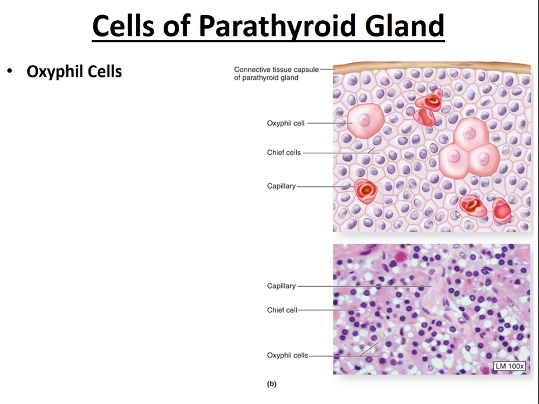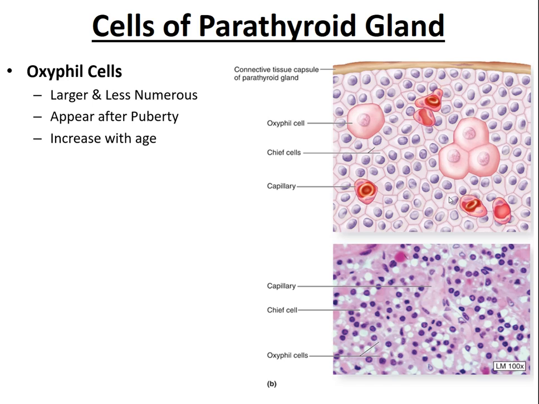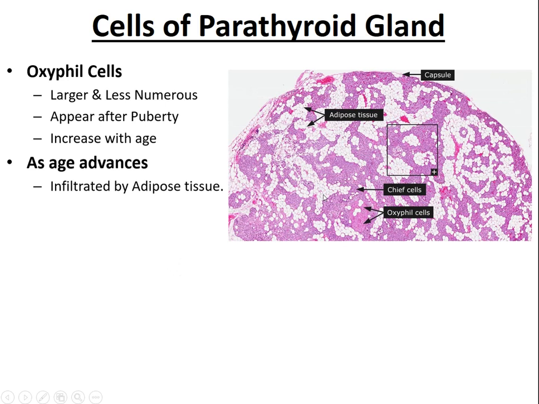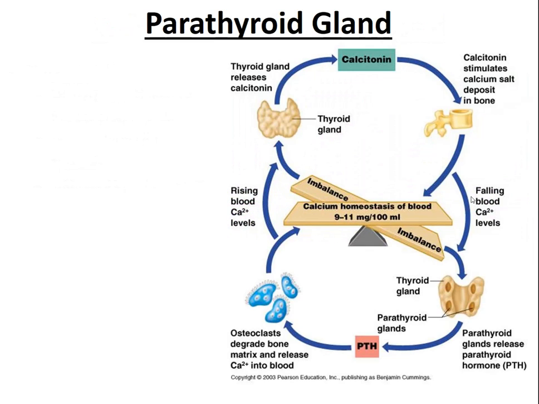While the oxyphil cells are larger, less numerous, and appear after puberty, and as age advances they increase, but their function is still unclear. Also, the parathyroid is infiltrated by adipose tissue or fat as age increases.